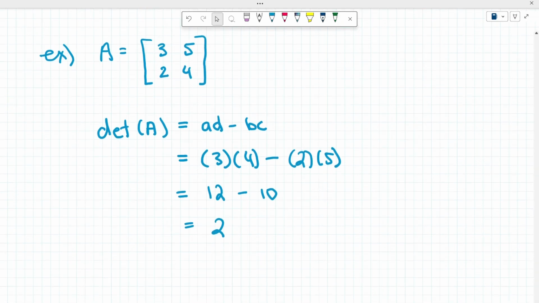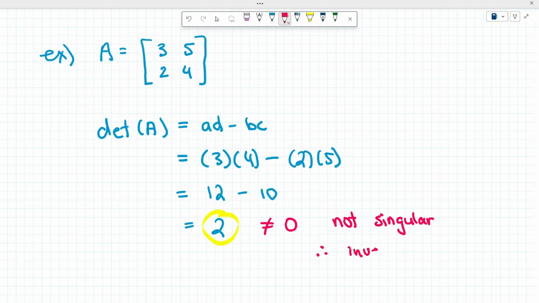Now let's take a second and analyze what this 2 means. Obviously 2 does not equal 0. That means that the matrix is not singular. If it's not singular, that means that it is invertible. That is great to learn about our matrix because that has further implications in linear algebra. So this is invertible.